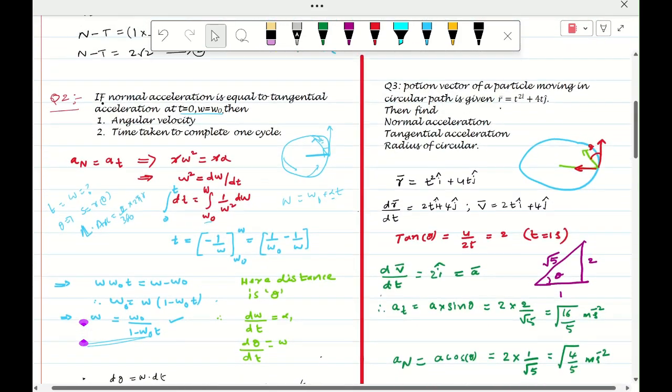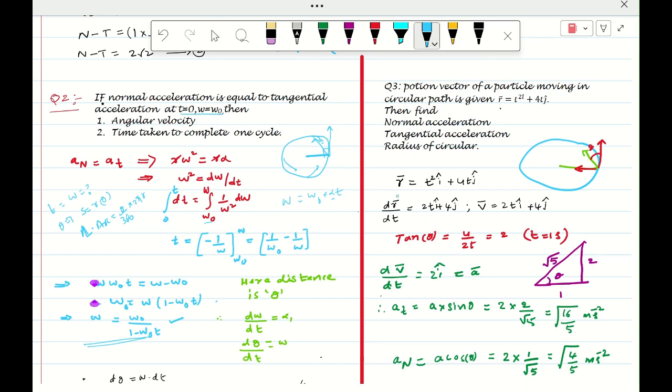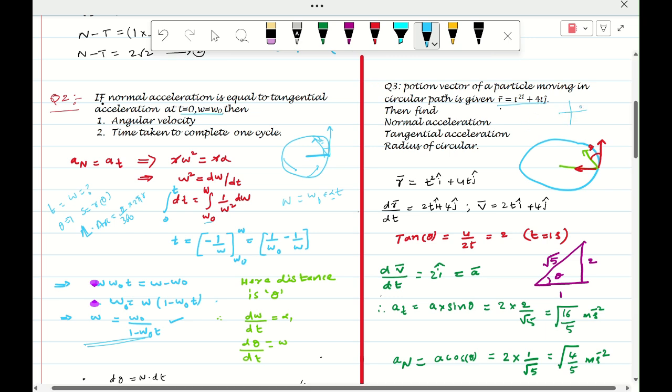See here, one more tricky question, and it will be a logical question. The position vector of a particle moving in a circular path is given. At t seconds the particle is in the xy plane, moving in the xy plane also. So this is the position given, r bar. The velocity will be in this direction, 2t i cap and 4 j cap.